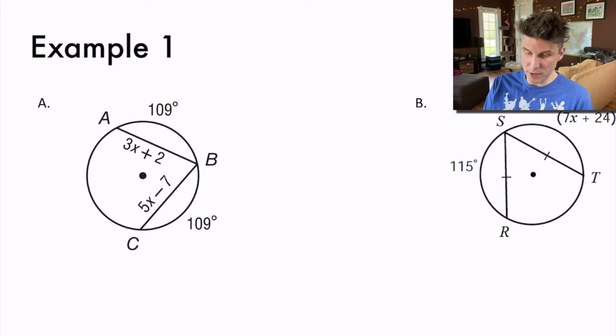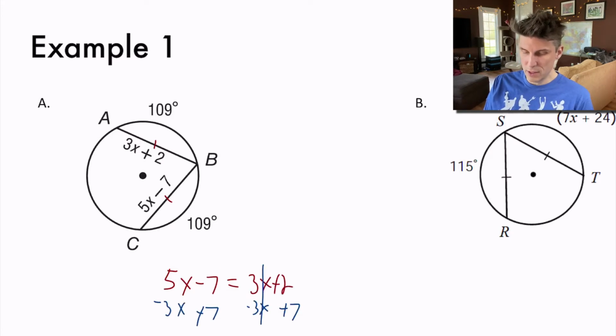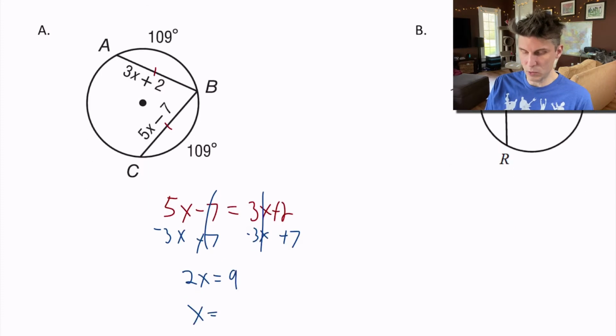If they are congruent, the chords that form those arcs must be congruent. So thus, these two expressions are the same. So 5x minus 7 must equal 3x plus 2. We subtract 3x from both sides, add 7 to both sides, and we get 2x equals 9, and x equals 9 halves, or 4 and a half. So that's the first answer.